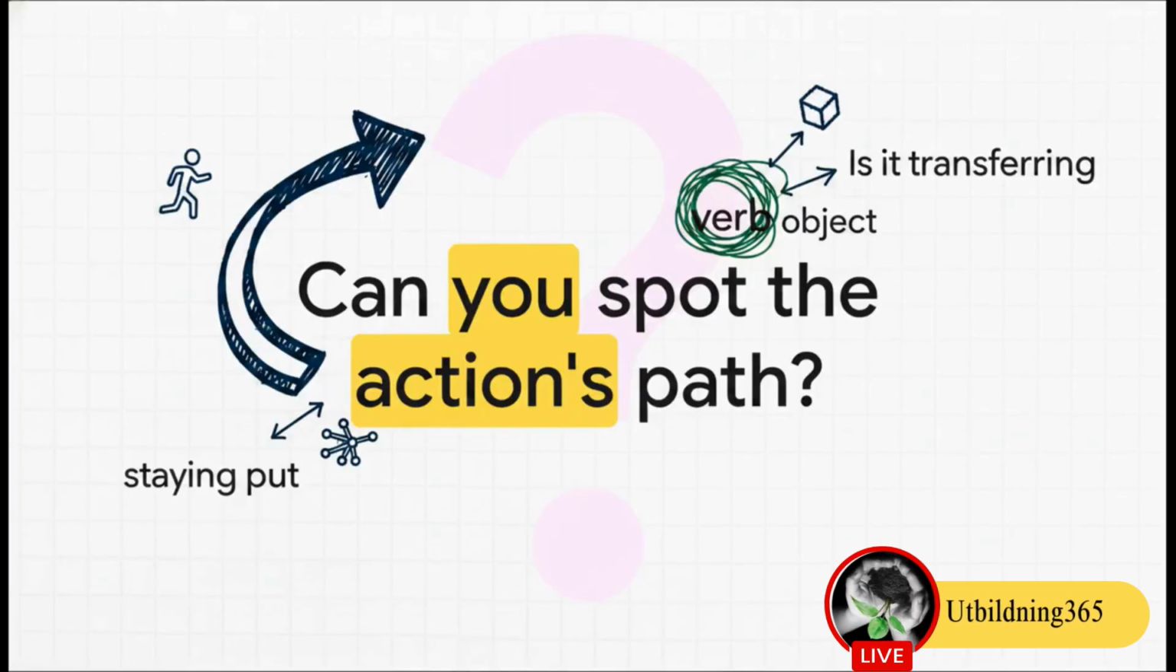So here's a little challenge for you. The next time you're writing something, an email, a report, anything, just pause for a second and look at the verbs you're using. Ask yourself, where is the action going? Is it moving to an object or is it staying put? Because now you know exactly how to spot the action's path.